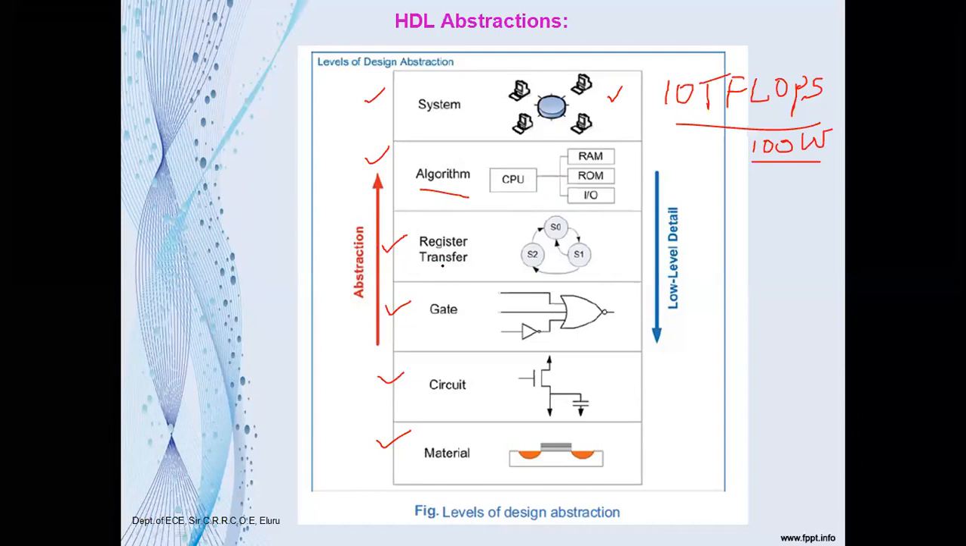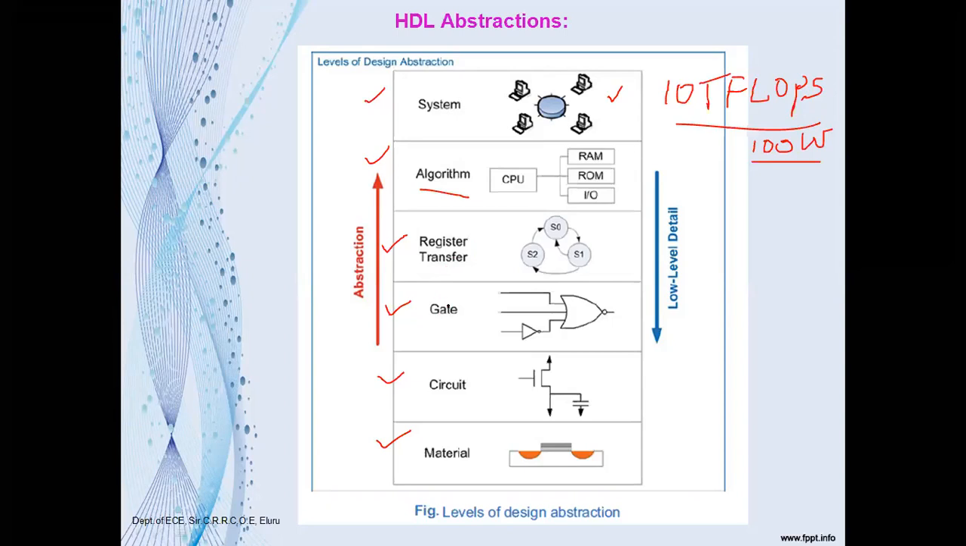One level down from algorithmic is the register transfer level. This level gives the details of how the data is moved between the devices or within the devices. Let's take the CPU at the higher algorithmic level. How the data will be moved in the CPU can be described by the RTL level, or how the data can be transferred between the CPU, RAM, ROM, and IO can be given by the register transfer level. So the register transfer level gives the details of how the data is moved between the subsystems or within the system.